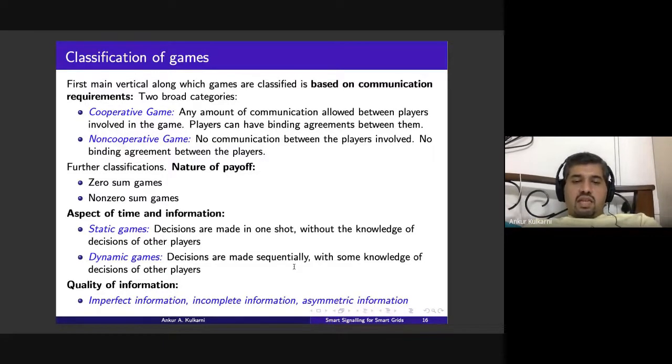The other angle is whether there is an aspect of time and the role of information. If there is no time axis, if all decisions are to be made in one shot, then those are called static games. If decisions are made sequentially with knowledge of the decisions of other players, then they are called dynamic games. The quality of information that the players receive, how much they know about the game, or how much they know about their state within the game, all of this results in other classifications of games. For example, you have games of imperfect information, games of incomplete information, games of symmetric and asymmetric information, and so on.